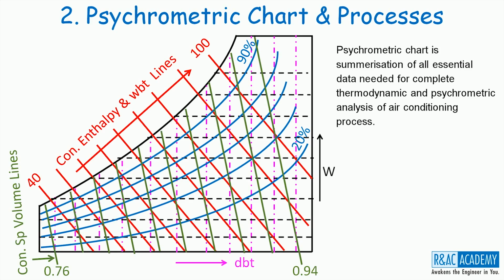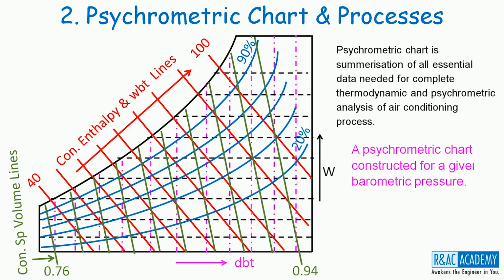There is an important note about the psychrometric chart. That is, a psychrometric chart is constructed for a given barometric pressure. Meaning, the psychrometric chart that is used at Hyderabad cannot be used at Ladakh, because the barometric pressure at Ladakh will be lower. Let us look at the reason for this complexity.